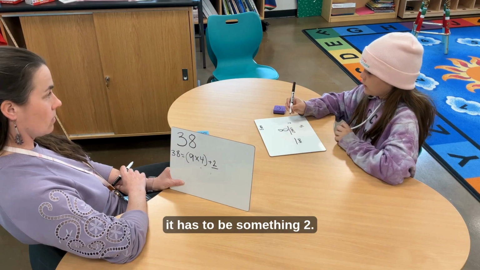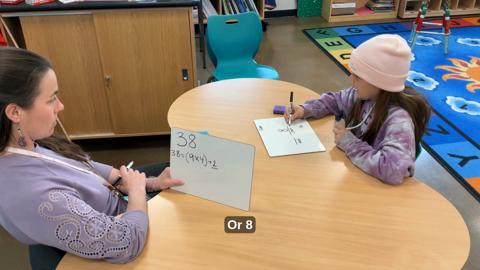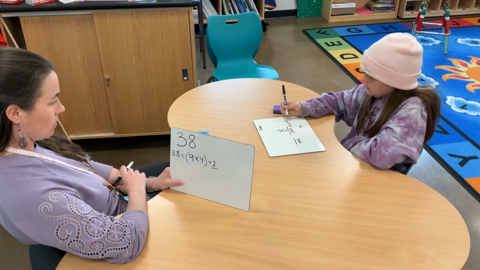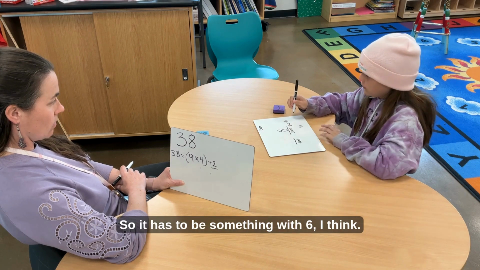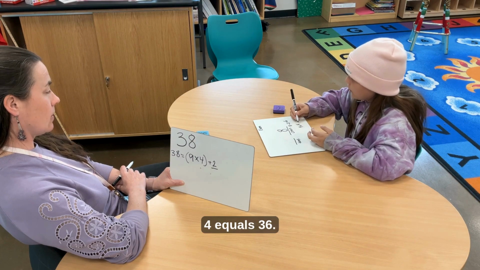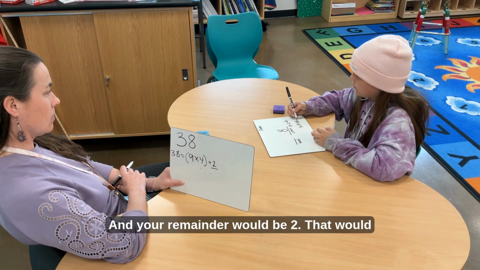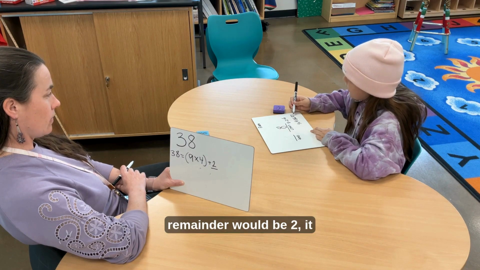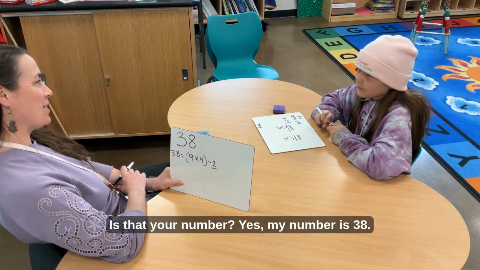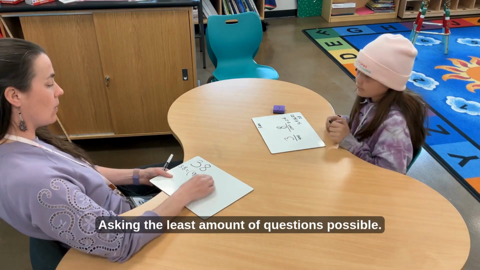Okay, so it has to be something 2, or 8 minus 2 equals 6. So it has to be something with 6 at the end. 4 equals 36. And your remainder would be 2. It would all add up to 38. Is that your number? Yes, my number is 38. Yay. Nice job, you got that in only 2 guesses. So part of the goal of the game is to get it asking the least amount of questions possible.